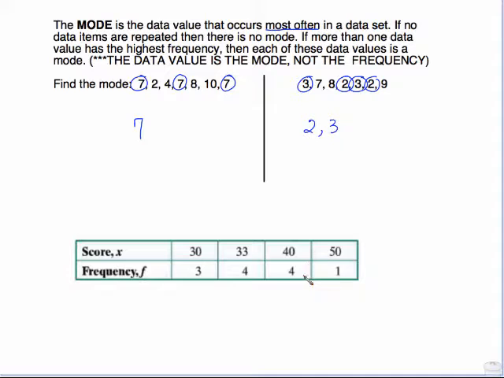Finding the mode when you're looking at a frequency chart is very easy, and it's just a matter of looking at the frequencies. These both have frequency 4, therefore we have 2 modes of 33 and 40.